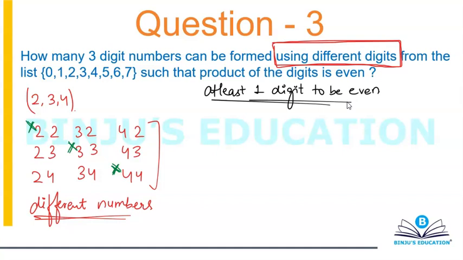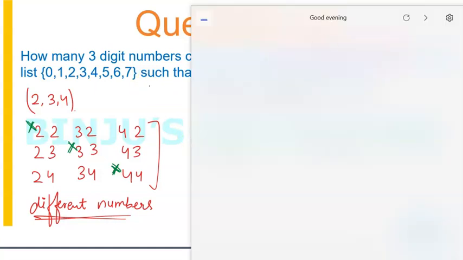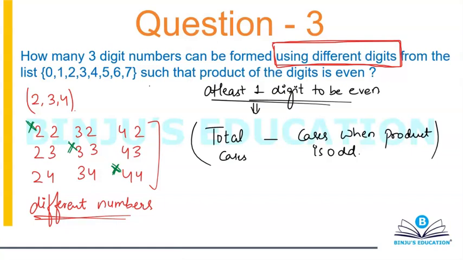Now, if you do it this way, it is definitely solvable, it's just that it's going to take a lot of time. So we have an alternate way of solving this question. If you want the product to be even, that will be equal to the total number of cases minus the cases when the product of the digits is odd.